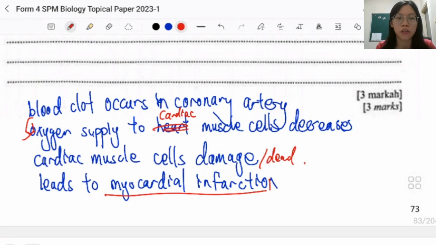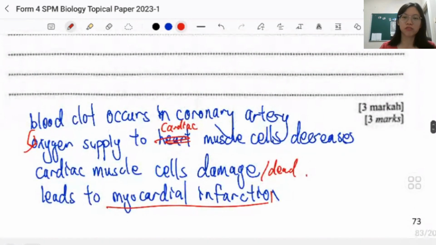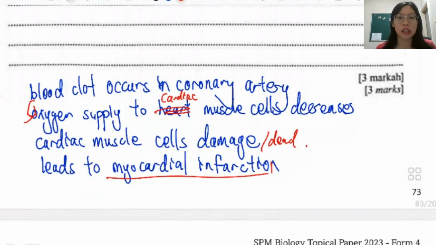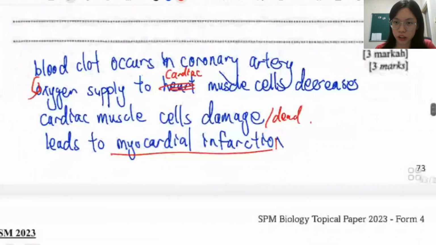So it's one of the red flags. You have to quickly go and check out your body and check out your heart. Because if you still don't go for a medical checkup for your heart, eventually, if it worsens, it will become myocardial infarction.